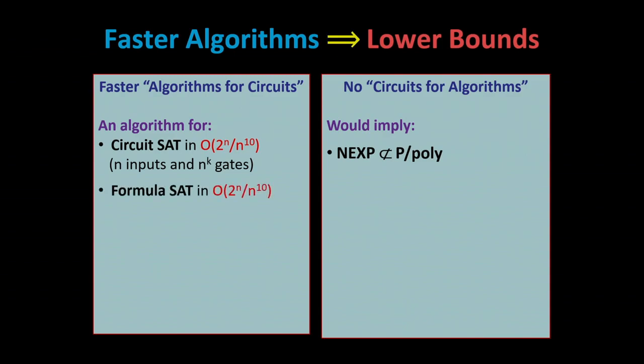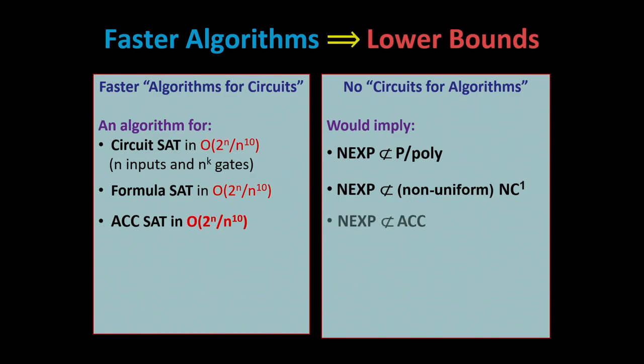Now, it would be weaker to give a formula SAT algorithm because formulas are a special case of circuits. So if you merely could just get a faster formula SAT algorithm, you would prove formula lower bounds for functions in EXP. And so on, like if you had ACC SAT algorithms, which I sketched a couple lectures ago, you would have lower bounds. A function in EXP does not have small ACC circuits.